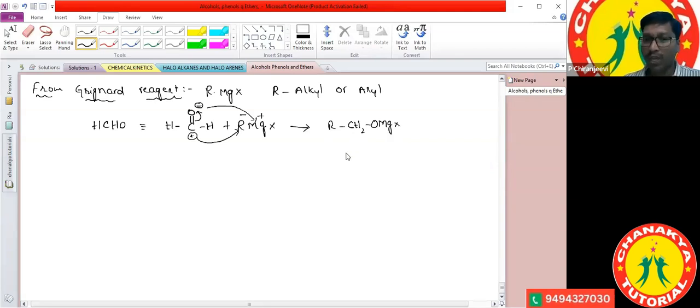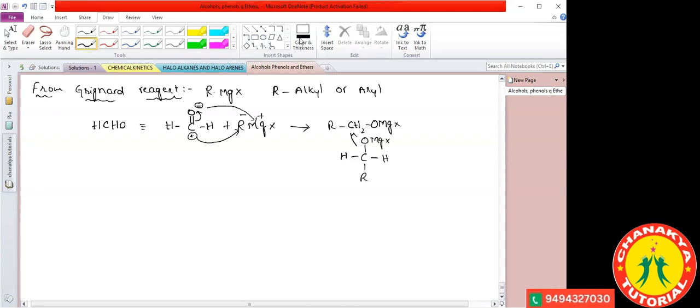To give you clarity, I don't want to disturb the structure. So that you won't get a doubt here, oxygen is attached with the magnesium halide. This carbon is attached with the R, and this one is hydrogen. So I wrote the same structure in this formation. Both are the same only.